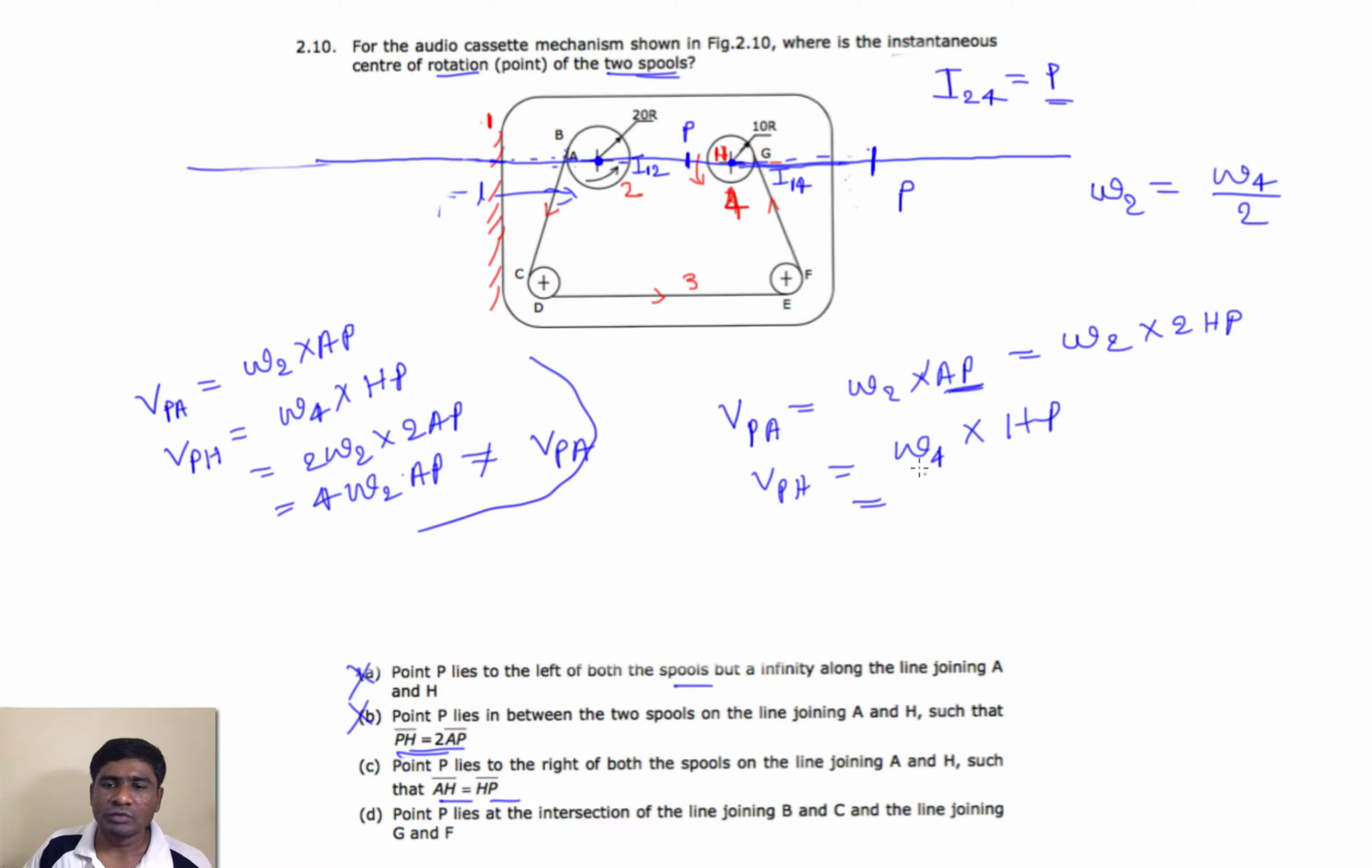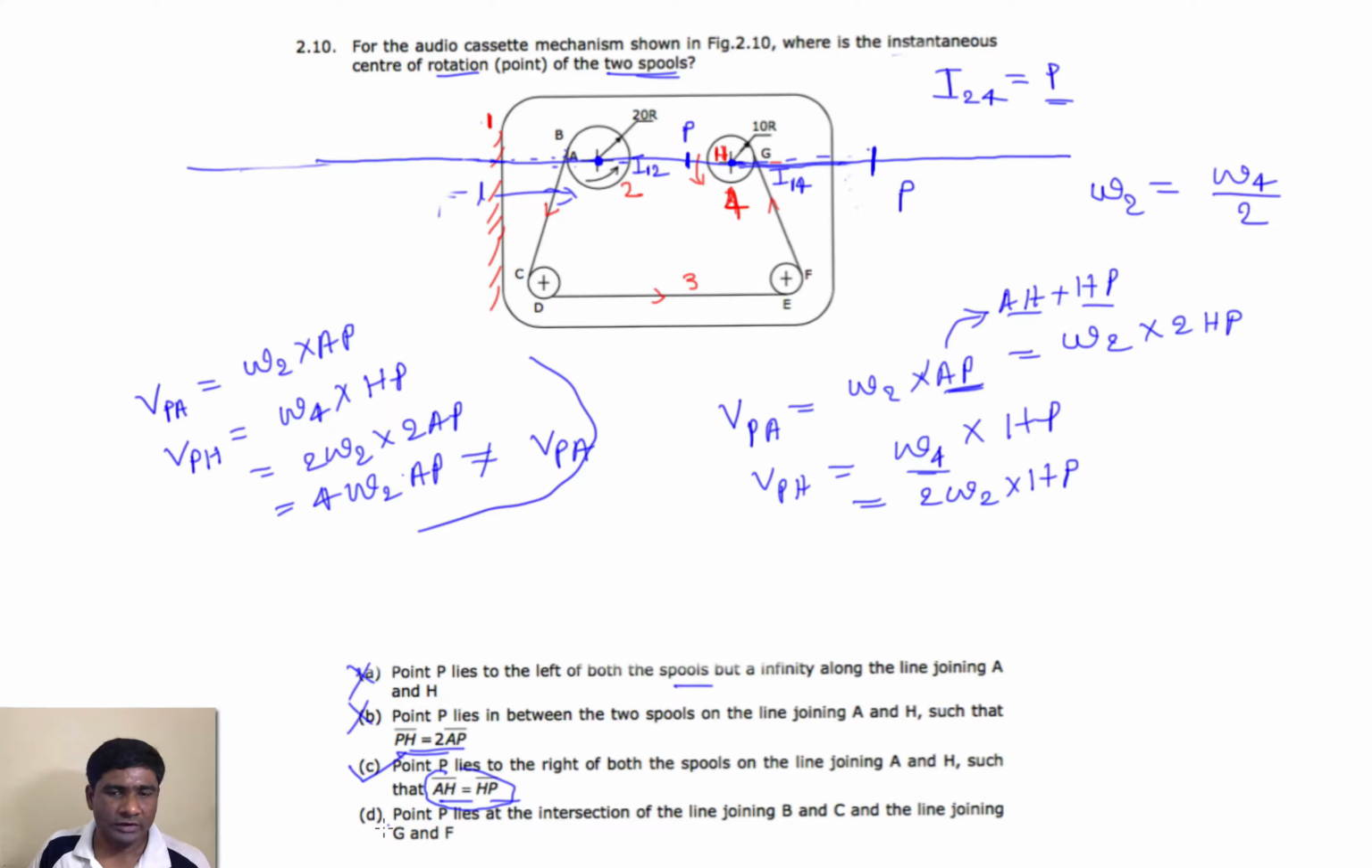And in this case, what is the value of omega 4? It is 2 omega 2 into HP. What we have written is AP equals AH plus HP, but AH equals HP, that's what is stated in this statement. So that means we can write 2 HP. So these two become equal. So answer C is correct.